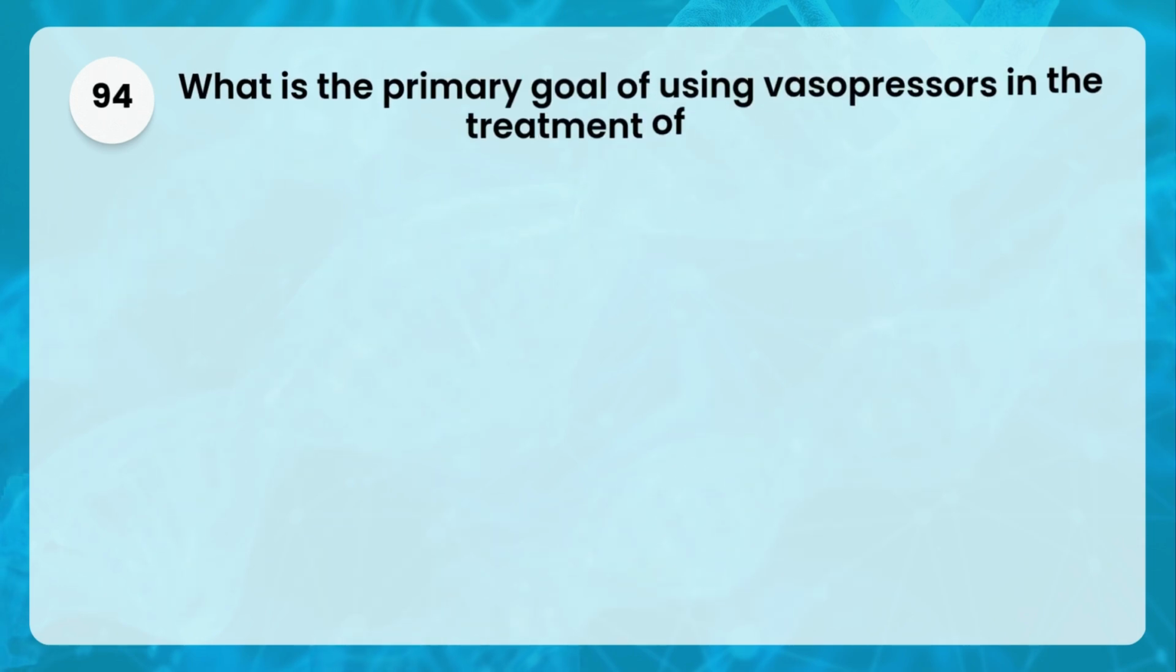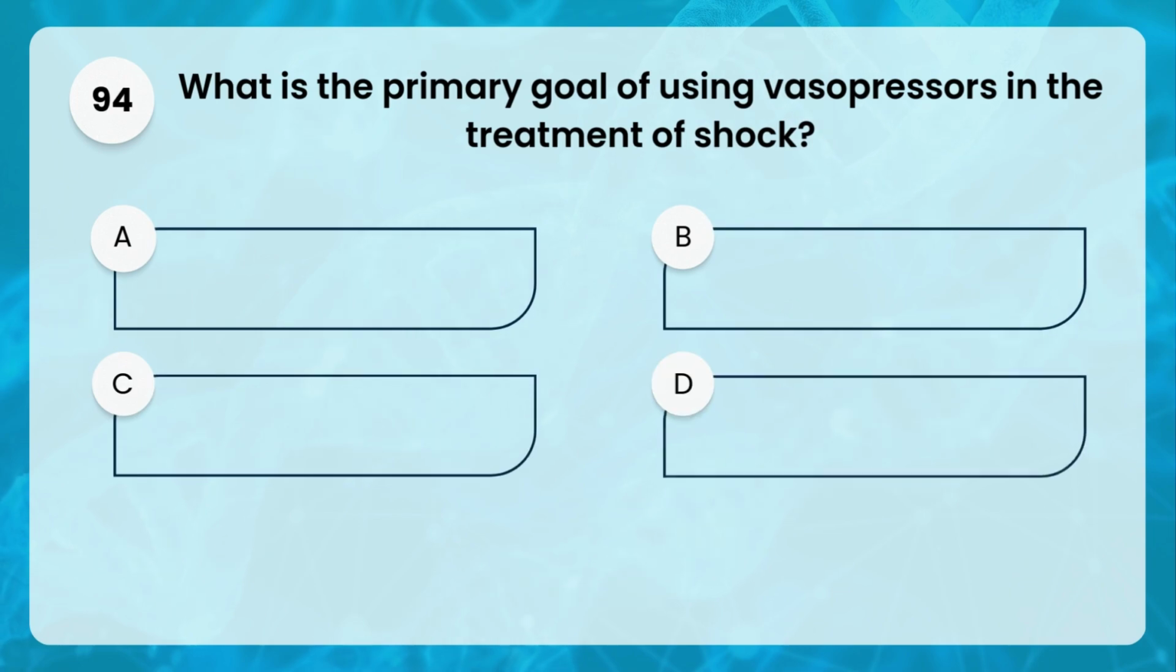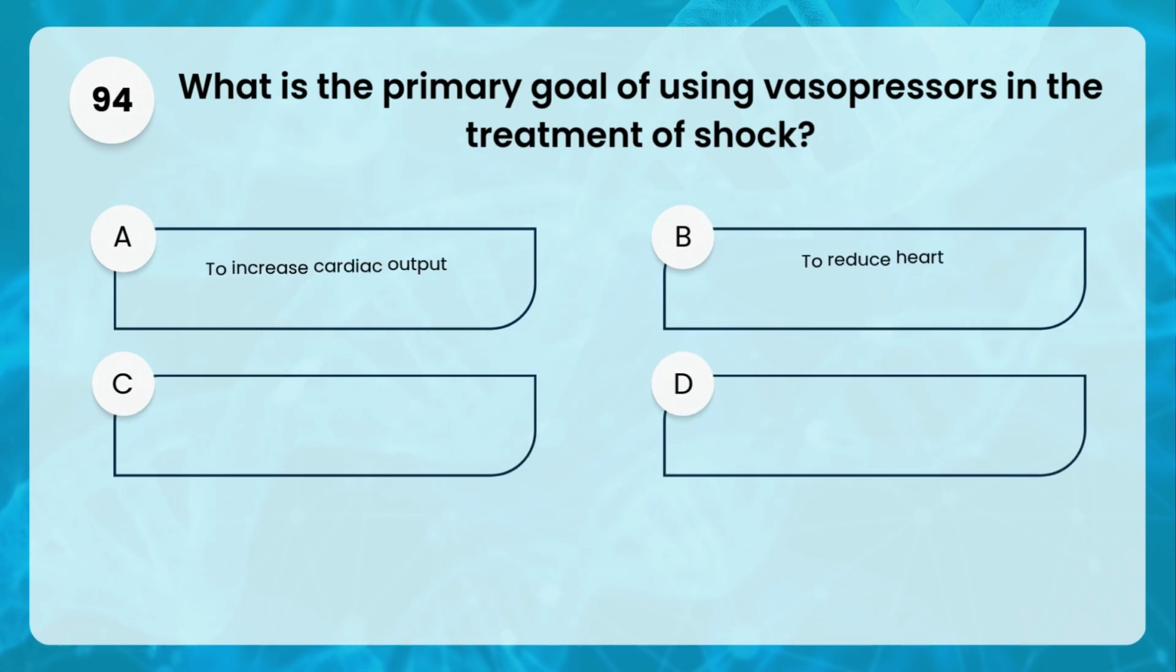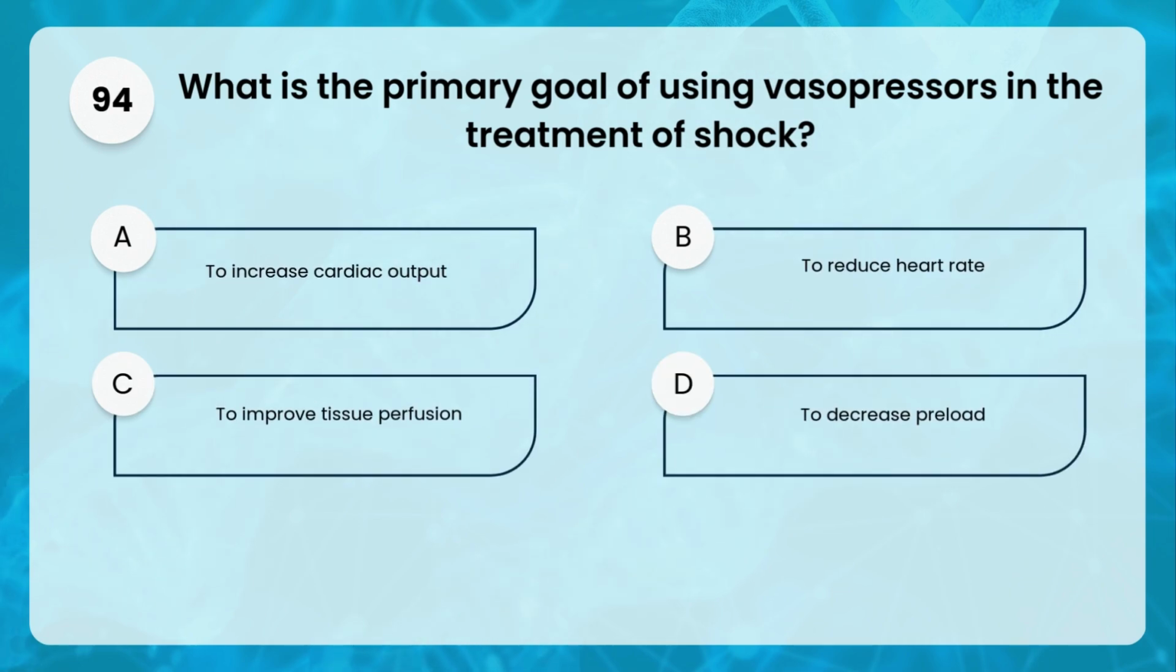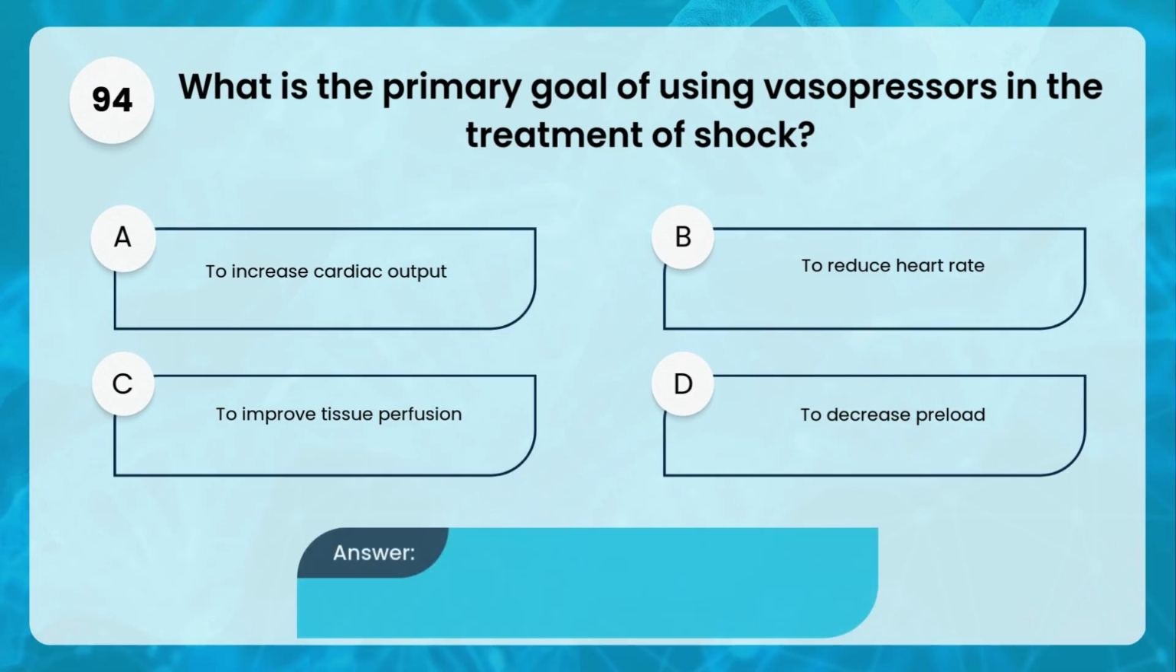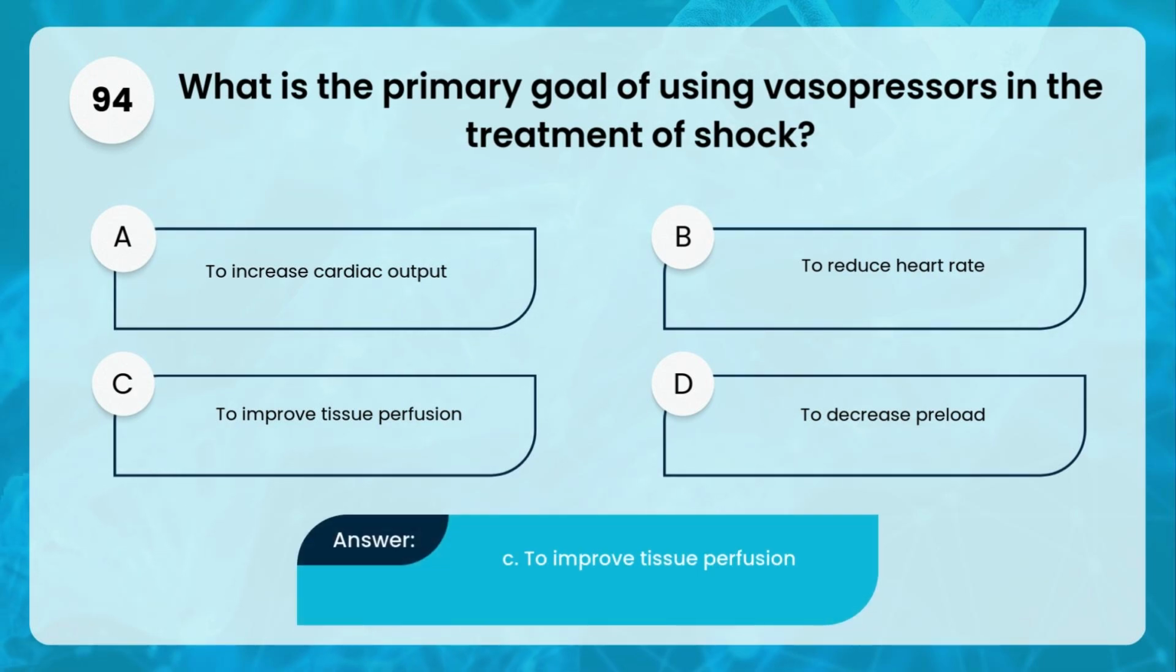94. What is the primary goal of using vasopressors in the treatment of shock? A. To increase cardiac output. B. To reduce heart rate. C. To improve tissue perfusion. D. To decrease preload. The answer is C. To improve tissue perfusion.